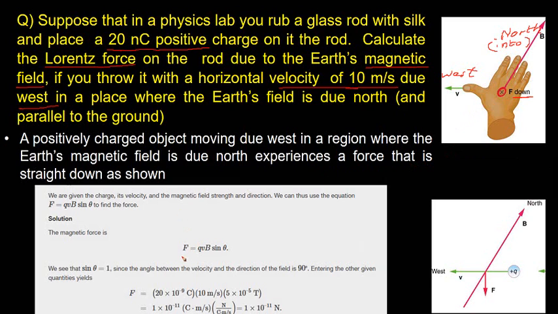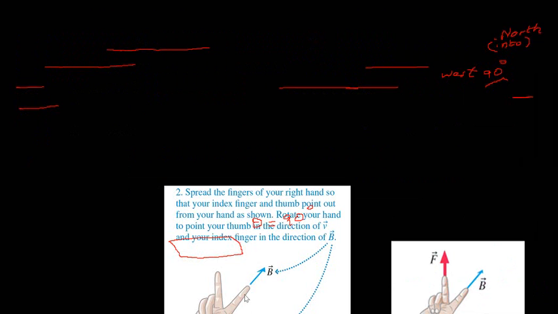To get the magnitude, we simply use this formula to get the magnitude of the Lorentz force. We figure out that theta will be 90 degrees in this case, because the angle between the north direction and the west direction is 90 degrees. By putting in that formula, we can figure out our answer is a very small value.